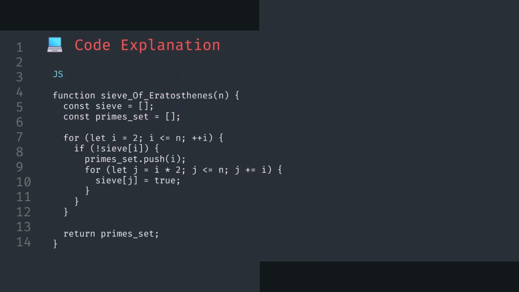We first start by declaring a sieve array to track which numbers are not a prime. We loop from 2 up to the input number n. If a number hasn't been marked, it is a prime, so we add it to our list. Then we mark all its multiples as non-prime. At the end, we return the array of primes.